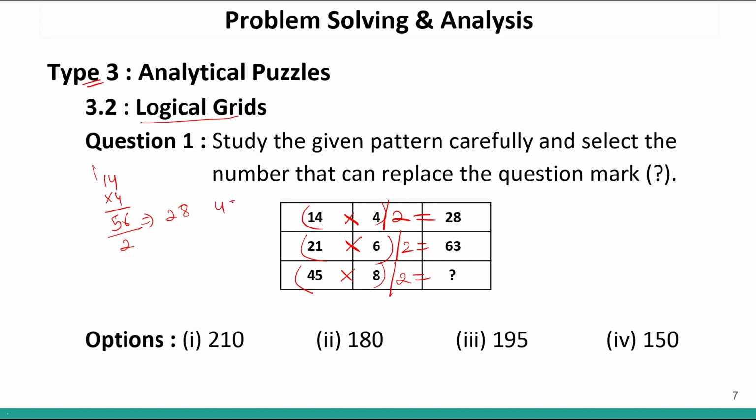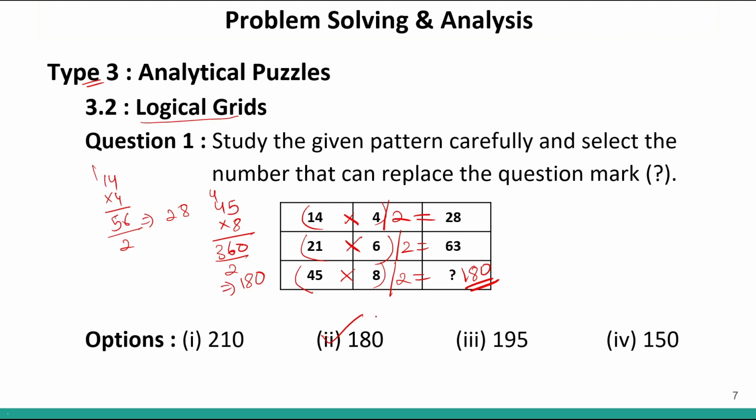So 45 into 8 will give me how much? This will be 360. And if I divide 360 by 2, I'll get 180. So 180 will be the answer which is given in option number 2. So option number 2 will be your correct answer to this question on logical grid.